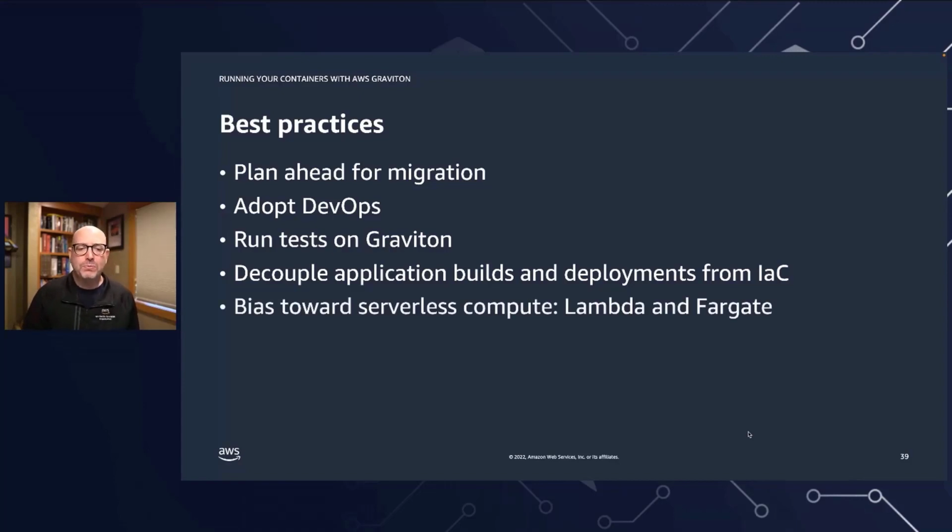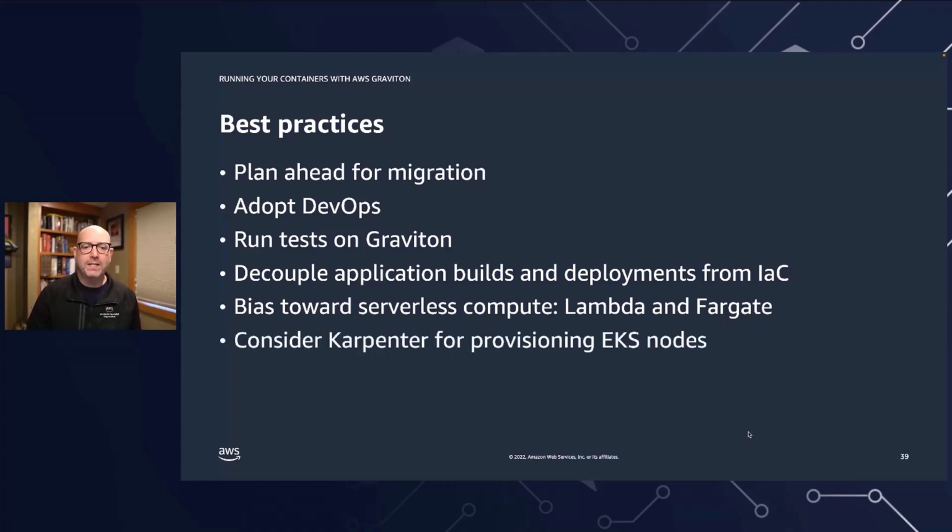I recommend biasing towards serverless compute wherever possible, particularly Lambda and ECS Fargate, both of which already have options for Graviton. These improve your security and scalability greatly, while allowing you to eliminate the toil of managing EC2 instances yourself. Finally, I recommend, if you're running EKS, take a look at Karpenter. Karpenter is our newest amazing technology for provisioning EKS nodes just in time, allowing you to save money and be extremely flexible with instance types.